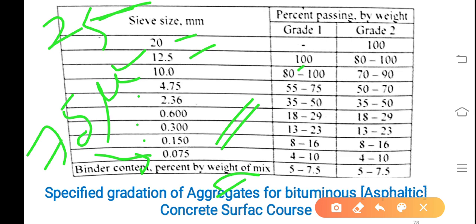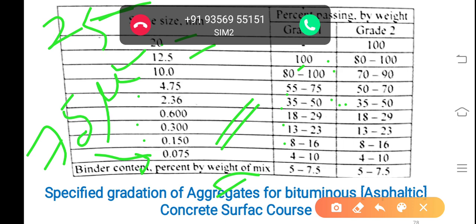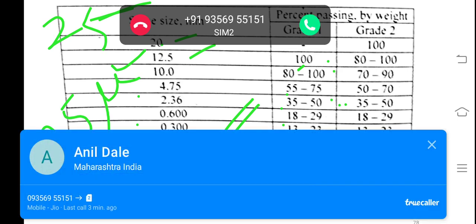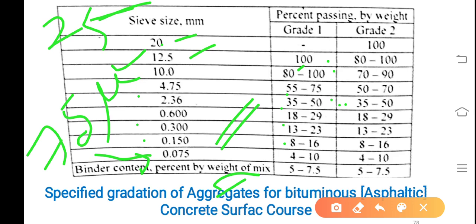If you are using grade 1, passing 25, retained 20, nil. Passing 20, retained 12.5, 100. Similarly, 80 to 100, 55 to 75, 35 to 50, and so on. The last, dust, is 5 to 7.5% is also used. That's why the title is given for this: specified gradation of aggregates for bituminous or asphaltic concrete surface course.